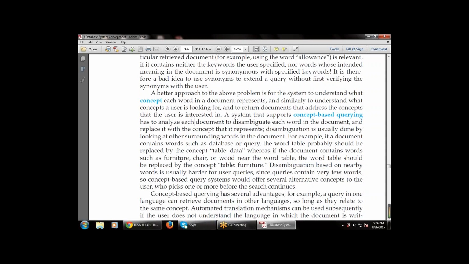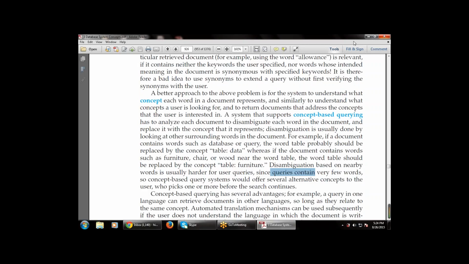Disambiguation based on nearby words is usually harder for queries, since queries contain very few words. So there may be alternative concepts, and the system can present them to the user, who picks one or more before the search continues. Concept-based querying has several advantages.